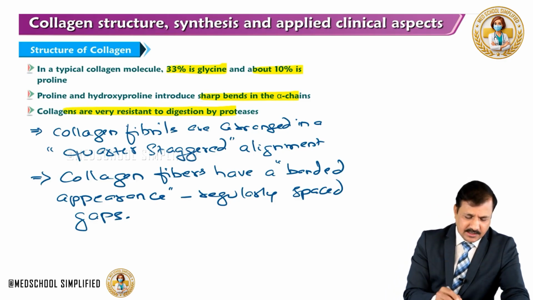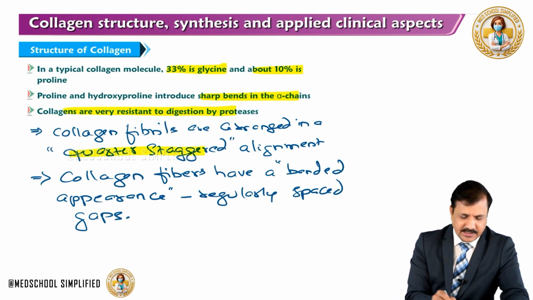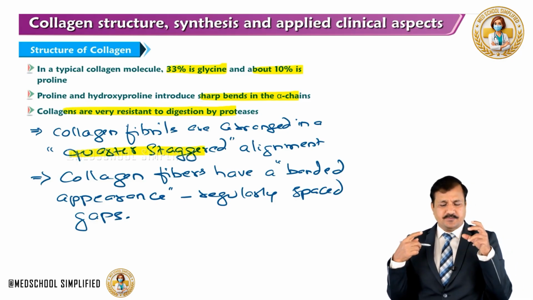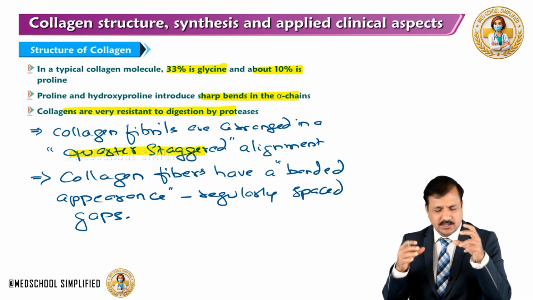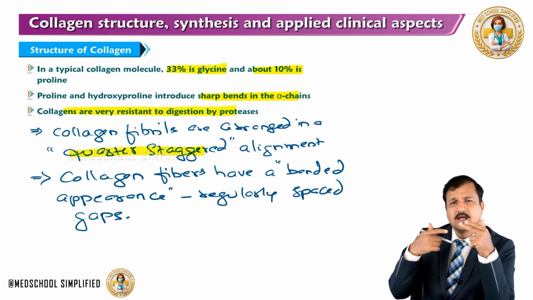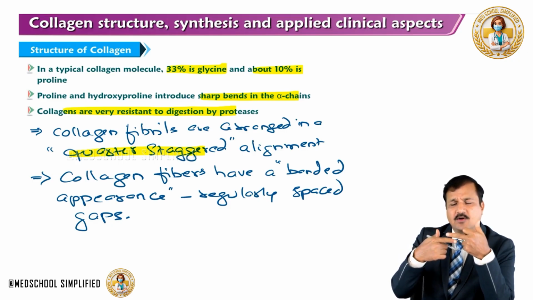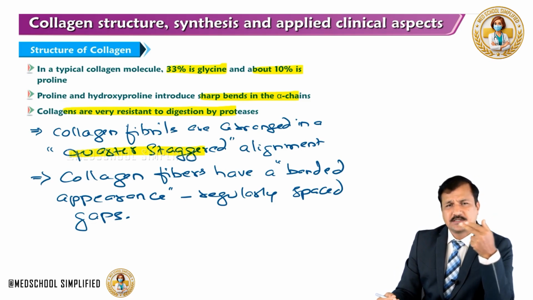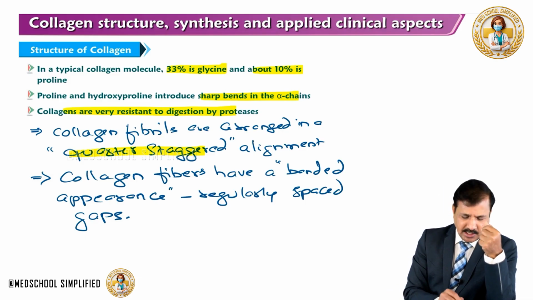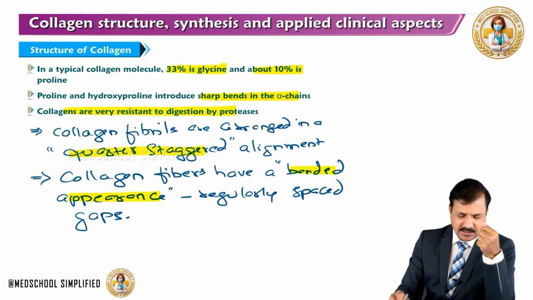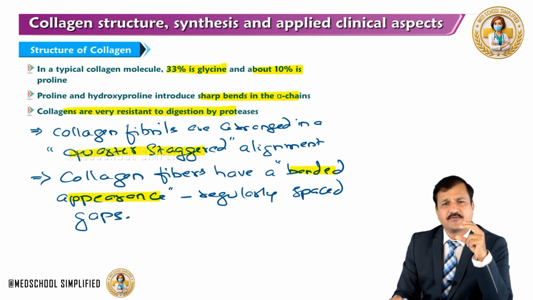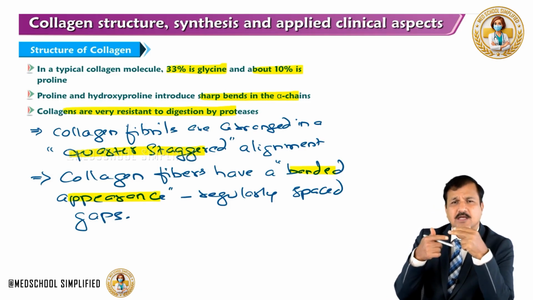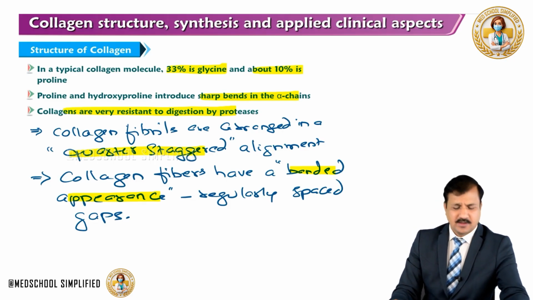And one other important point that you must be aware of is that these collagen fibrils are arranged in a quarter-staggered alignment, where at least a quarter of the length of a collagen fibril will overlap with the other collagen fibril in that longitudinal arrangement. And there will also be a banded appearance in these collagen fibers because of regularly spaced gaps between the collagen fibers.